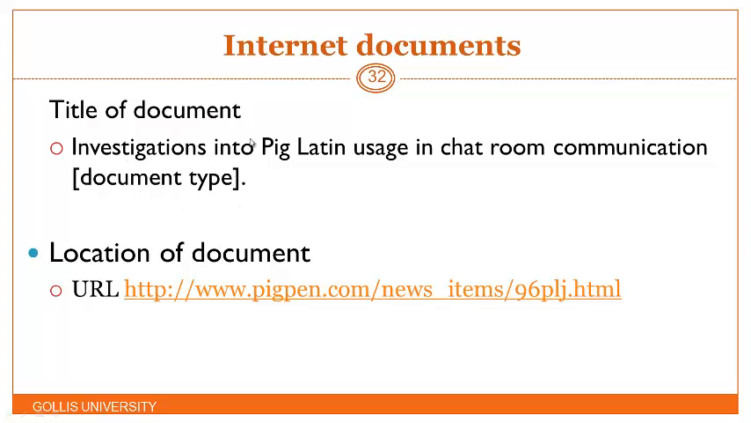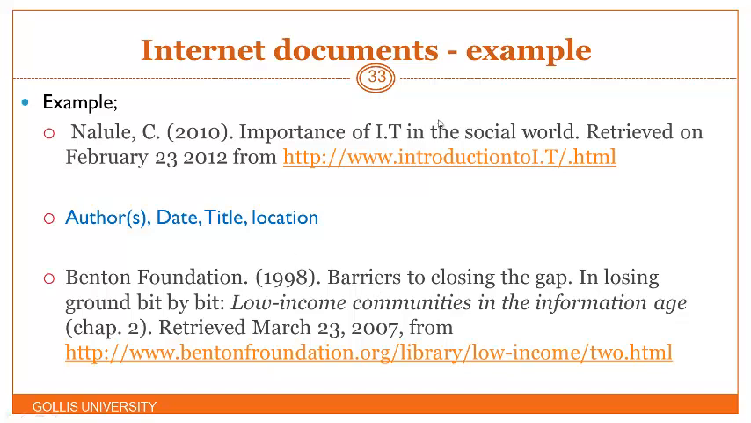For example, if the title of the document is Investigations into Pig Latin Usage in Chat Room Communication, the location is the URL, http www and so on. That's what the location is, and this is how it will look. You have the author's last name and initial, the year 2010, the title of the work, then retrieved on, the date when you got that information, and then the URL or the location of the document. This is the format: the authors, the date, the title, and the location.